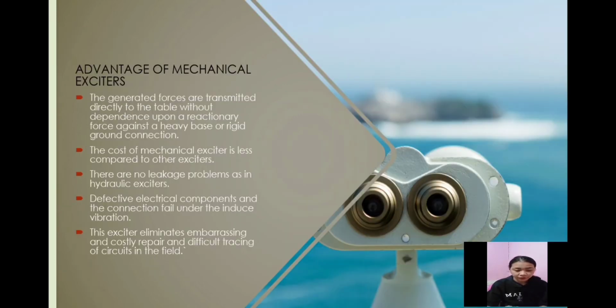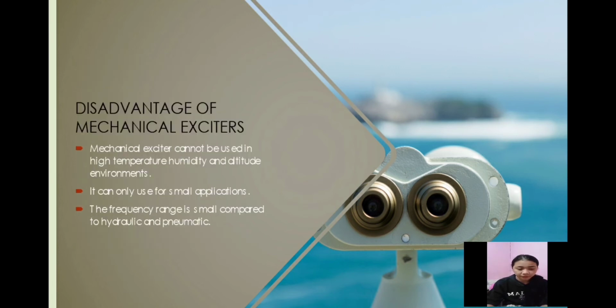Advantages of mechanical exciters: the generated force is transmitted directly to the table without dependence upon a reactionary force against a heavy base or rigid ground connection. The cost of a mechanical exciter is less compared to other exciters. There are no leakage problems as in hydraulic exciters. Defective electrical components and connections fail under the induced vibration. This exciter eliminates embarrassing and costly repair and difficult tracing of circuits in the field.